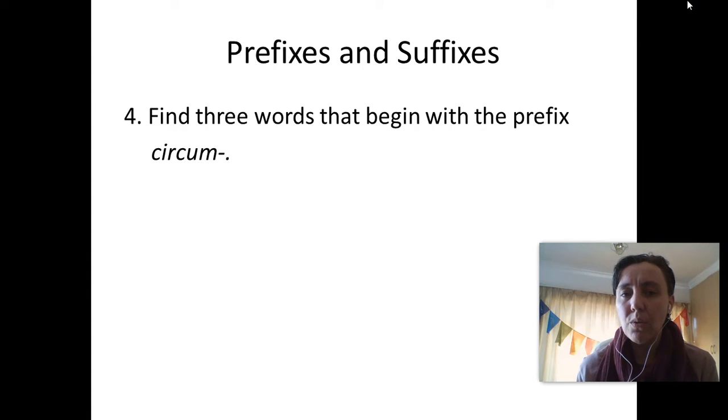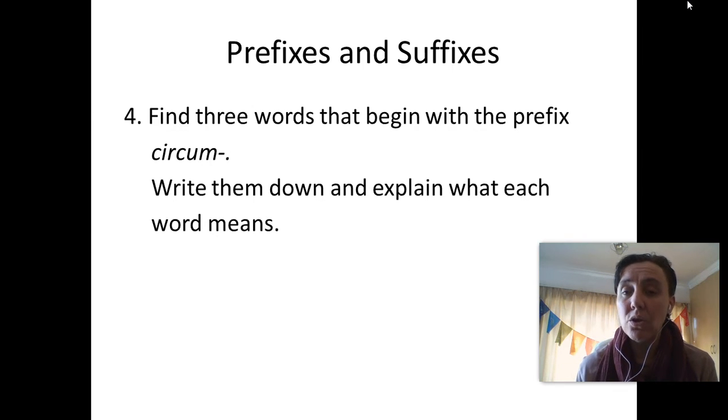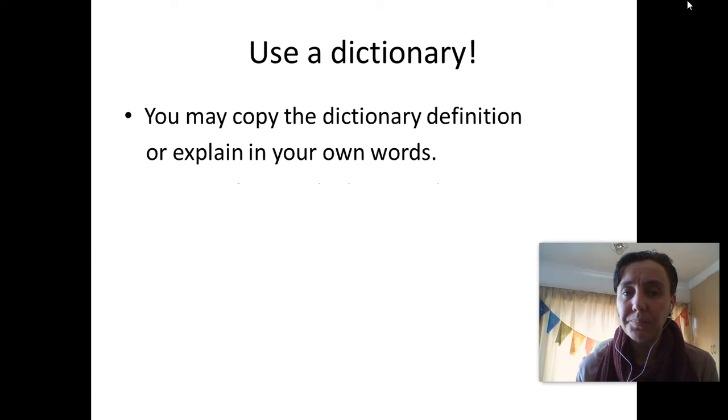First of all, read the question carefully. You'll see the word prefix. We've already learned that a prefix goes... where does it go? In the beginning or the end? It goes in the beginning. Okay, so there's the prefix circum. They want us to complete the word, so we'll probably have to add a root word after circum. They want you to write them down, and they want you to explain what each word means.